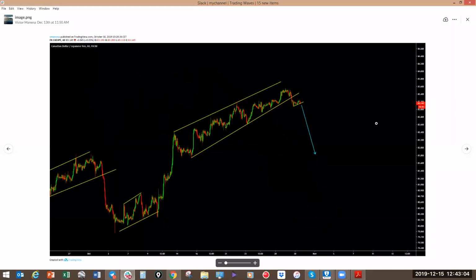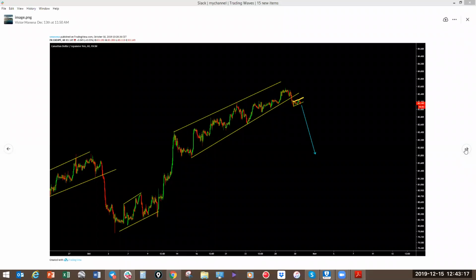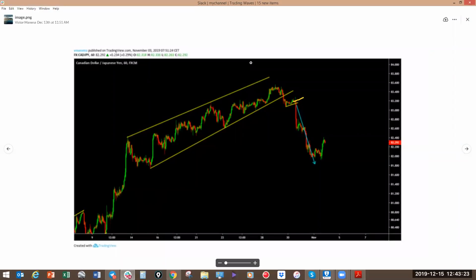CAD yen, these are old ones. Now this was also taken just before the CAD interest decision in October, the last week of October. I'm just going to run through these quickly because this will explain the fundamental versus technical view that I have about this. So CAD, you can see there was a correction and then it broke down as expected.